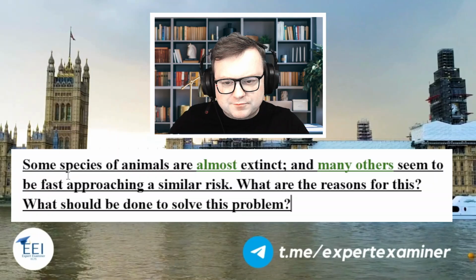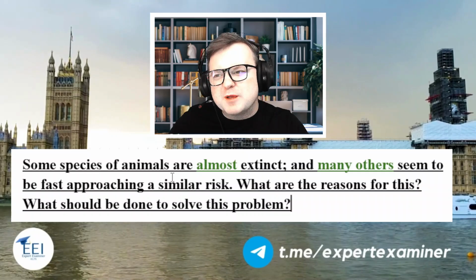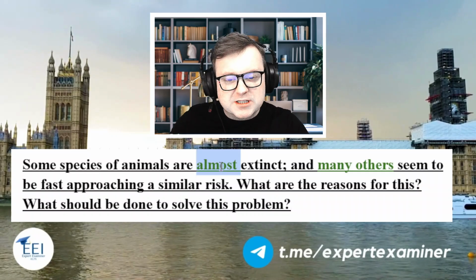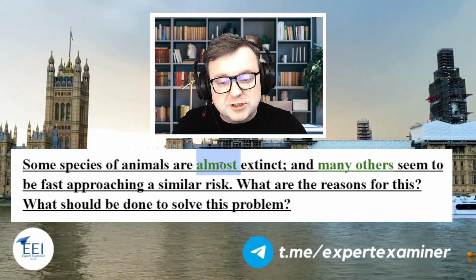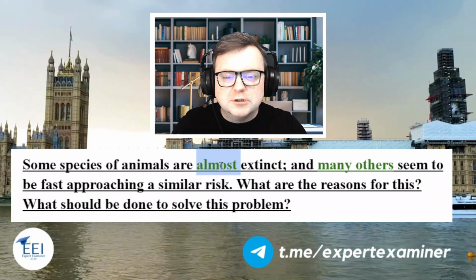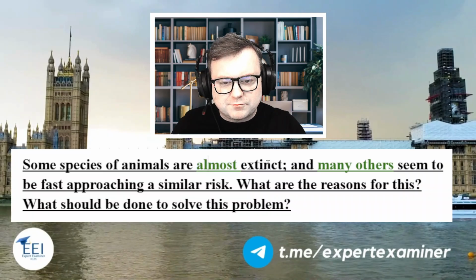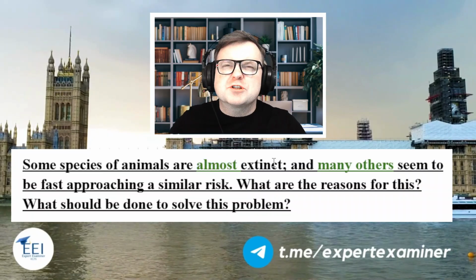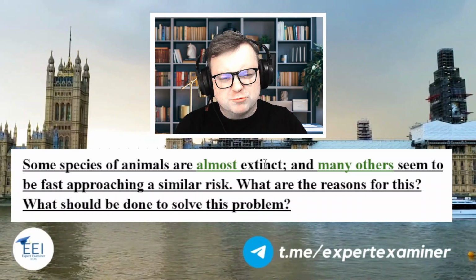Okay, let's just reread. So, some species of animals. Can we think of some examples? Maybe almost extinct. Mountain gorillas, I think they're almost extinct. Tigers, unfortunately, they're facing extinction too. I think there was some rhinoceros, species of rhinoceros that also recently went extinct.